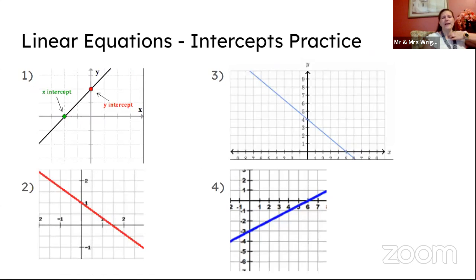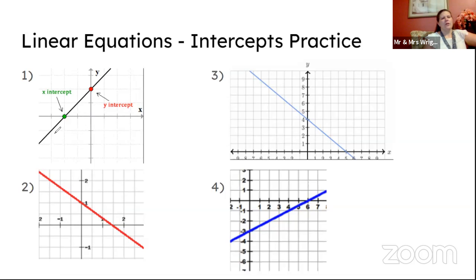All right, so here we have 4 questions. I want to go ahead before you pause it, and we're going to just go over what number 1 is, and then you can pause this and do 2, 3, and 4 on your own. So we're supposed to write the ordered pair for the x-intercept and the y-intercept. So here's the x-intercept.